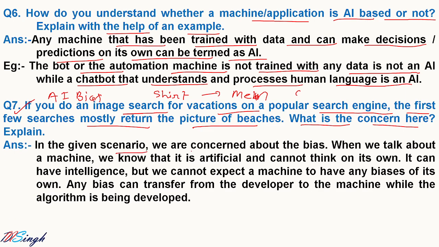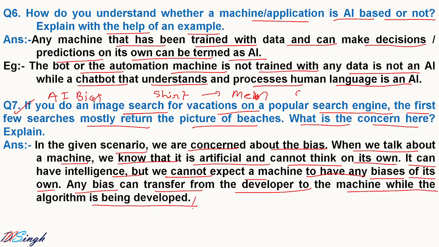In the given scenario, we are concerned about the bias. When we talk about a machine, we know that it is artificial and cannot think on its own. जब भी हम किसी मशीन के बारे में बात करते हैं तो हम ये जानते हैं कि एक आर्टिफिशियल है और ये अपने आप से नहीं सोच सकती है. It can have intelligence but we cannot expect a machine to have any biases of its own. इसको हम इंटेलिजेंट बना सकते हैं, लेकिन अभी इंटेलिजेंस का वो स्तर नहीं पहुंचा है जब इसके पास अपने खुद के बायसेस हों, पूर्वाग्रह हों, प्रेजुडिसेस हों अबाउट एनीथिंग. Any bias can be transferred from a developer to machine while the algorithm is being developed.